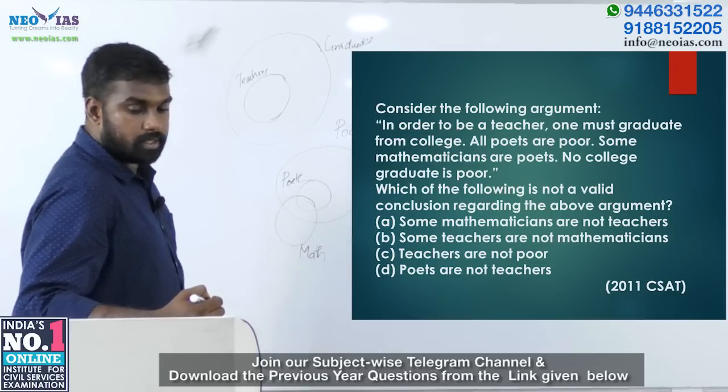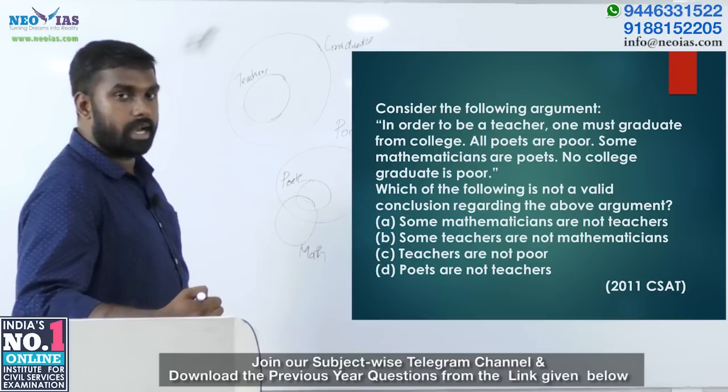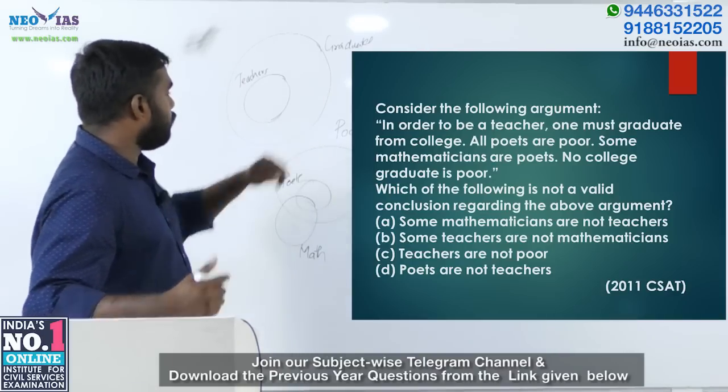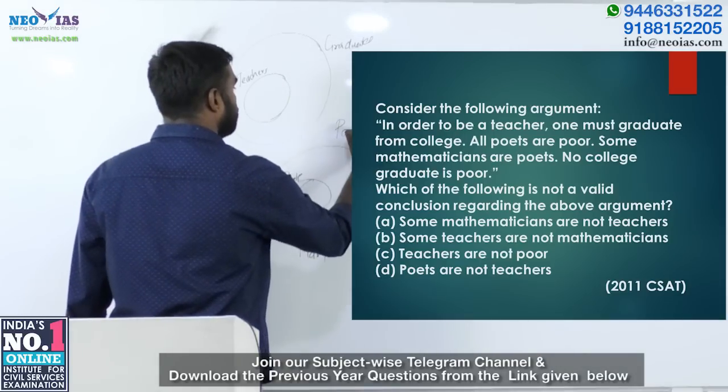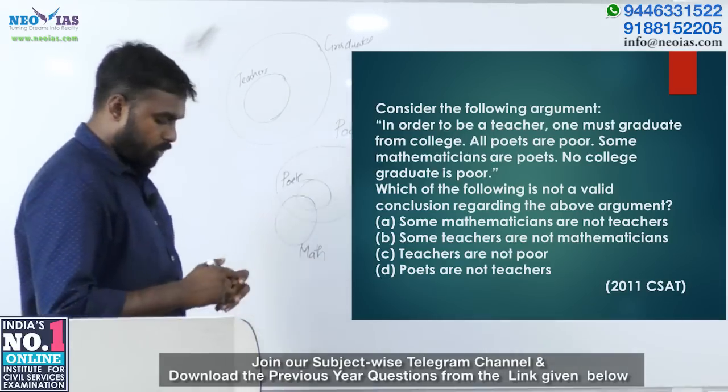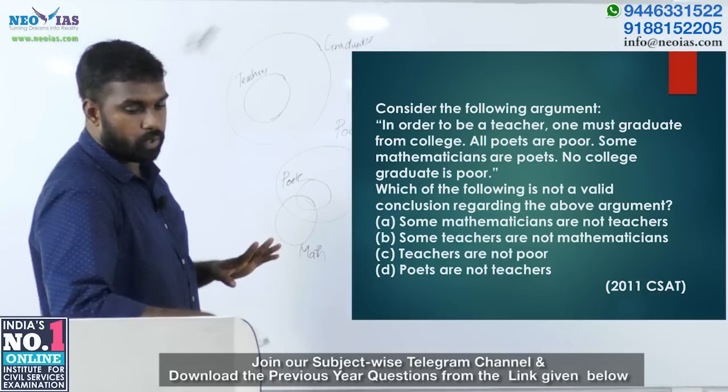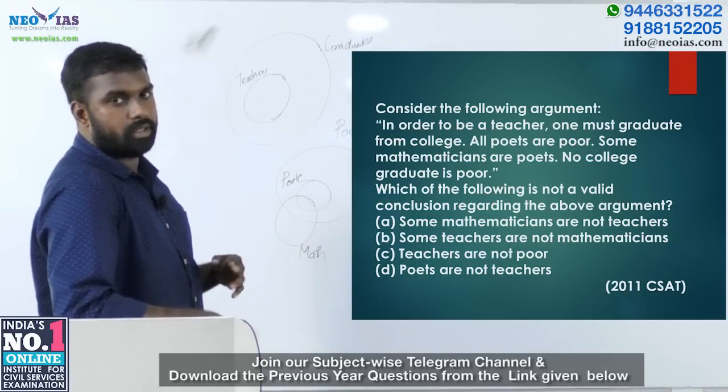So what is not a valid conclusion? That is what they are asking. What is not a valid conclusion? So the remaining three will be valid conclusions. We will analyze each and every option. First one, some mathematicians are not teachers.